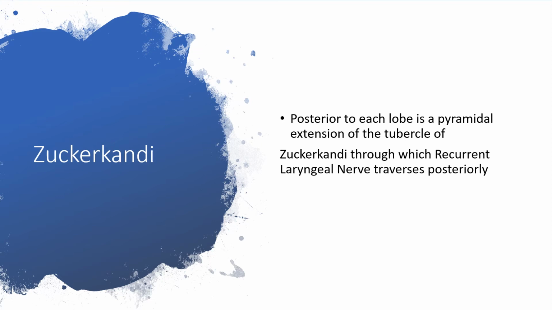Posterior to each lobe is a pyramidal extension called the tubercle of Zuckerkandl, through which the recurrent laryngeal nerve traverses posteriorly.